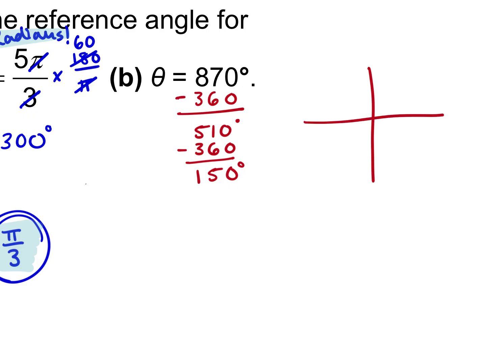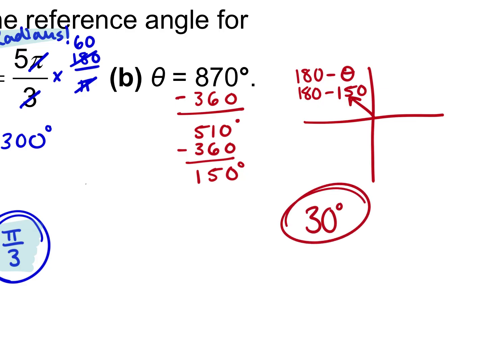What quadrant would 150 degrees be in? Quadrant 2. In quadrant 2, what formula do we use? 180 minus theta. Perfect. So we would do 180 minus 150. So what's 180 minus 150? Awesome. 30 degrees. That would be our reference angle. So if your question is in degrees, you want your answer to be in degrees too. So you don't have to convert anything when it gives it to you in degrees.